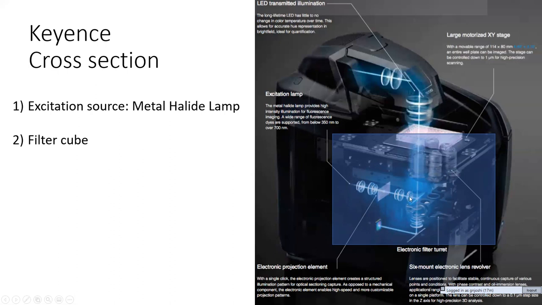through a bunch of mirrors. The light gets focused onto the filter cube, which is what I discussed earlier. There's a dichroic mirror over here. The light passes through the objectives, and we have got five different objectives on Keyence, which I'll talk about in a bit. The light goes onto your sample.